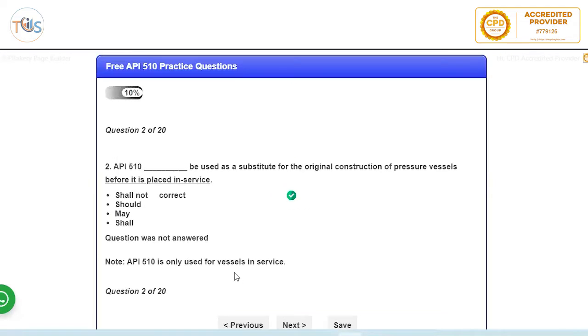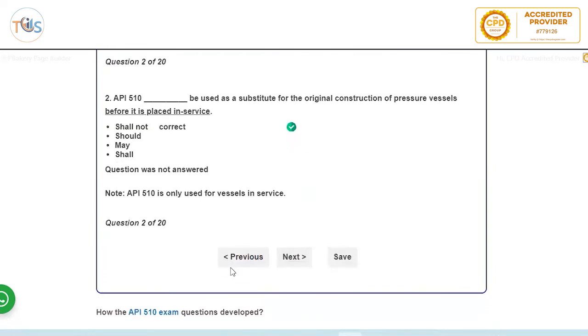Next question. API 510 shall not be used as a substitute for the original construction of a pressure vessel before it's placed in service. It is applicable when the vessel is placed in service. For the construction code, you should see what is applicable. It could normally be ASME Section 8, or the European equivalent of the Pressure Equipment Directive, PED, which is PD 5500, or the local jurisdictional rules. But 510 only applies once the vessel is in service.